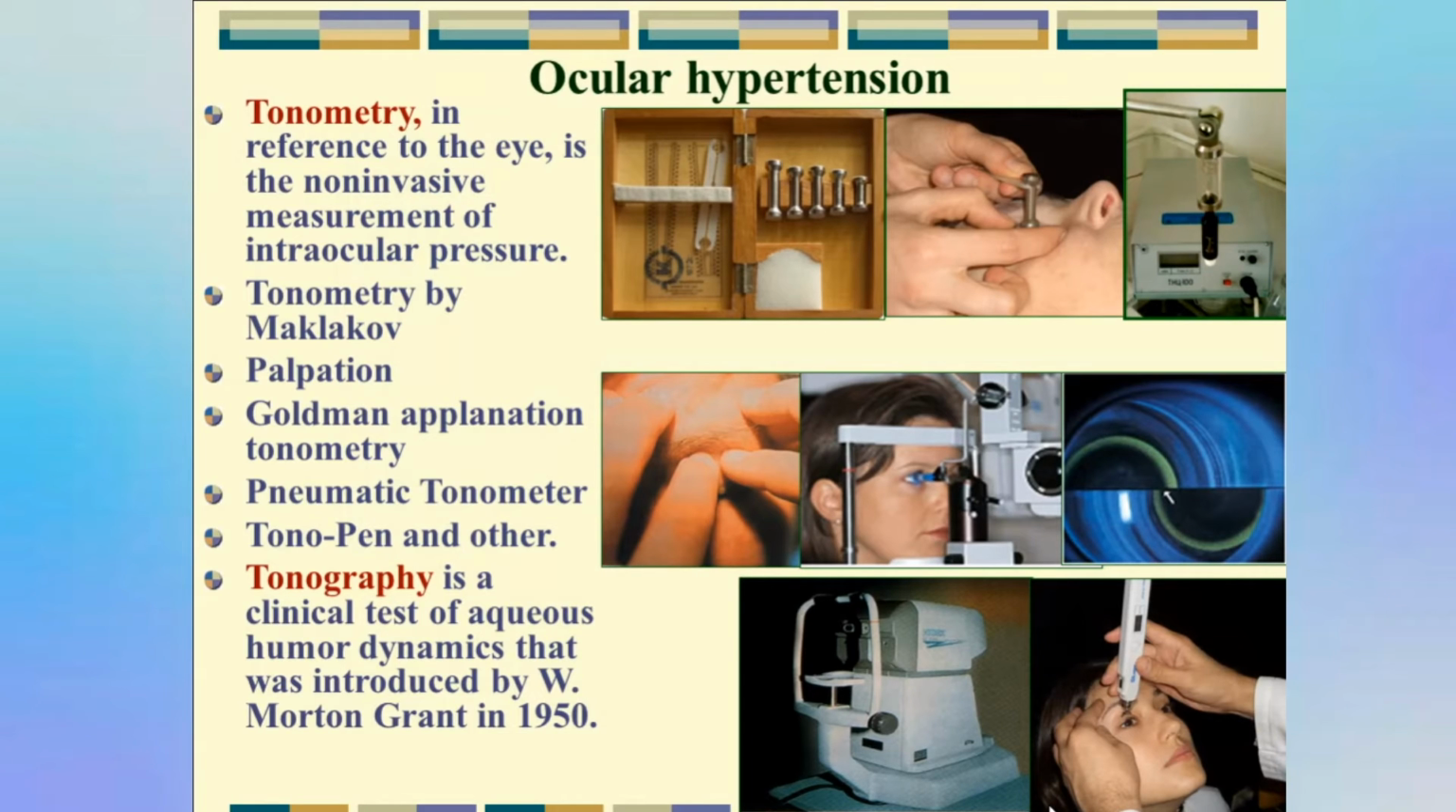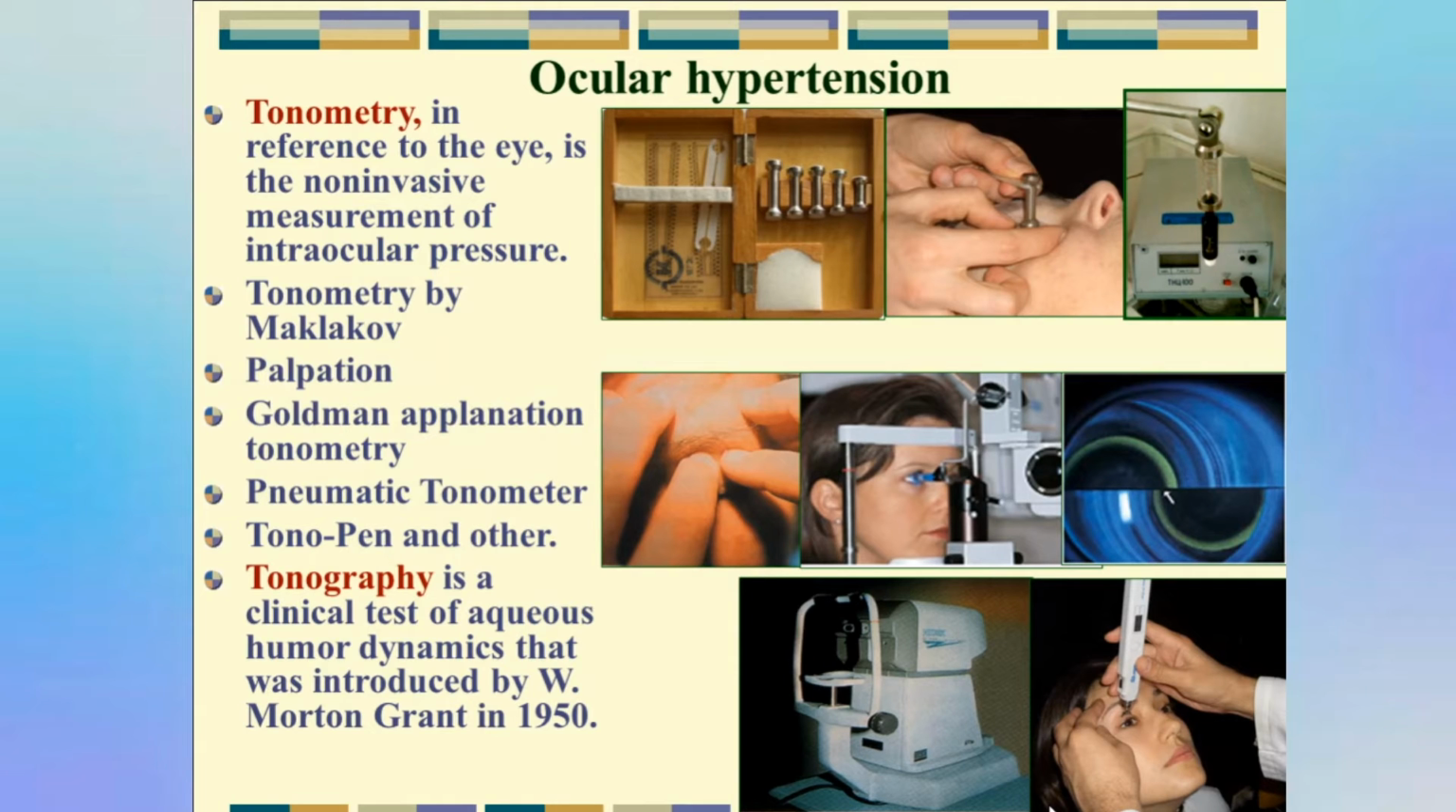Of course, you know that one of the most important signs of glaucoma is ocular hypertension, and tonometry is one of the most important methods of examination. Usually, we recommend measuring intraocular pressure once a year for all people after 40.